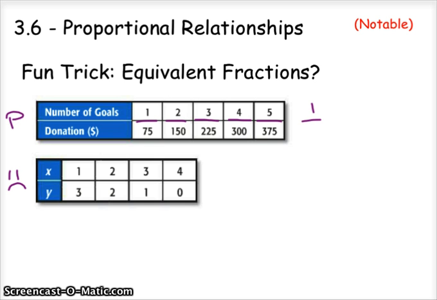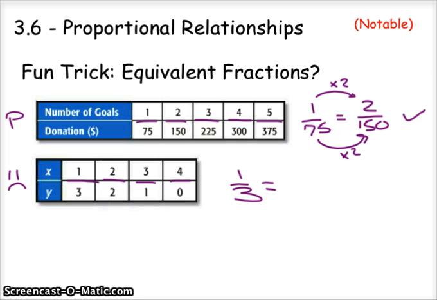would 1 over 75 equal 2 over 150? And this is obviously yes, because 1 times 2 is 2, and 75 times 2 would be 150. Now let's look at the second equation. If I make these into fractions, I'd have to say that 1/3 is equal to 2 over 2, which is obviously false. 2 over 2 is the same thing as 1, and 1/3 is not equal to 1, so that would not be proportional. It's not equal fractions, so that would then be non-proportional.